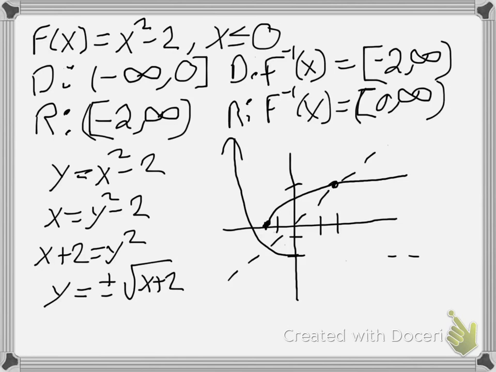Most people are going to choose the positive, which is why I said my range is from 0 to infinity, because I go 0 and it's going to go on forever. I could have said 0 to negative infinity, but then I would have chosen the negative square root. Okay. But again, I have to be careful.